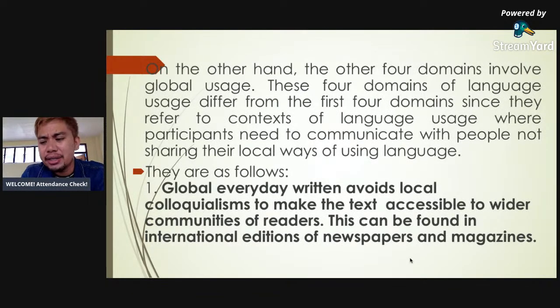Now, on the other hand, the other four domains involve global usage. These four domains of language usage differ from the first four. Ito naman, magkaiba naman to sila. Ito another four domains since they refer to contexts of language use where participants need to communicate with people not sharing the local ways of using language. They are as follows.